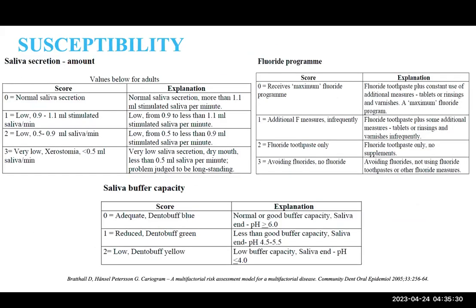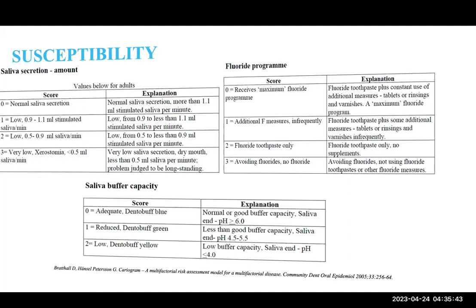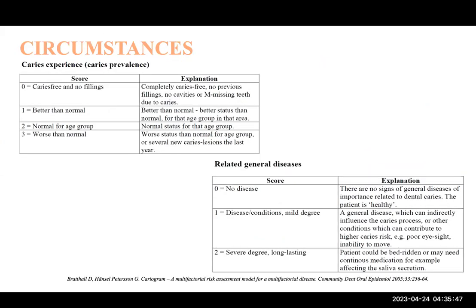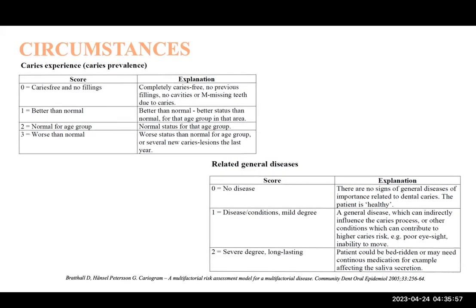Then for susceptibility, in terms of salivary secretion and salivary buffer capacity, again the scores have been given from 0 to 3, and for buffer capacity it is 0 to 2. Then other circumstances, like in the oral cavity, if there are fillings, what is the status, and current general diseases. Based on that, again, there are scores.